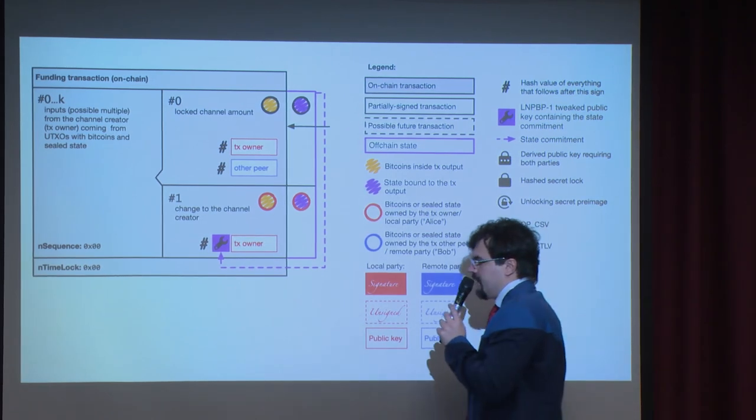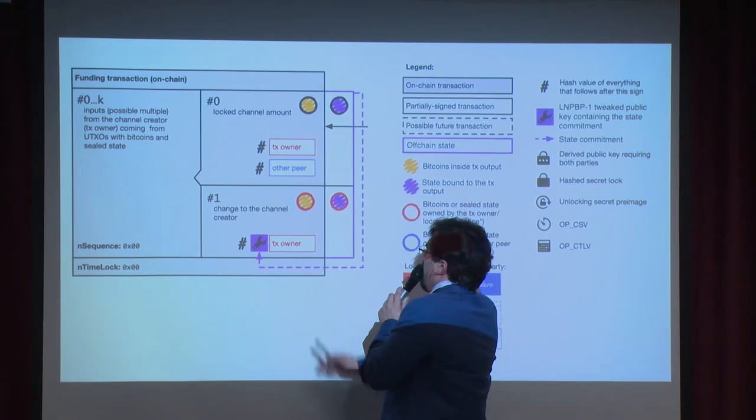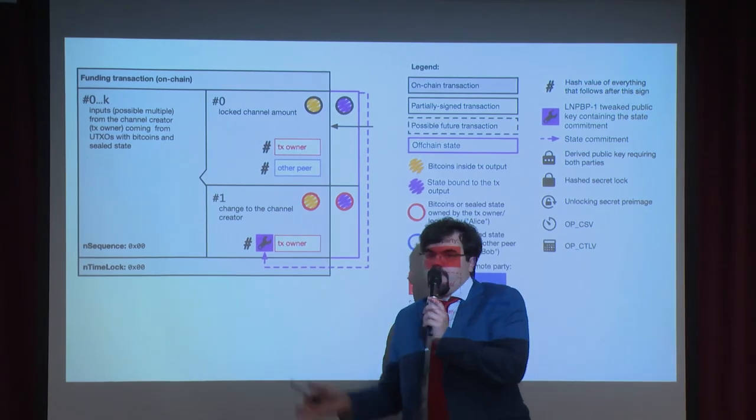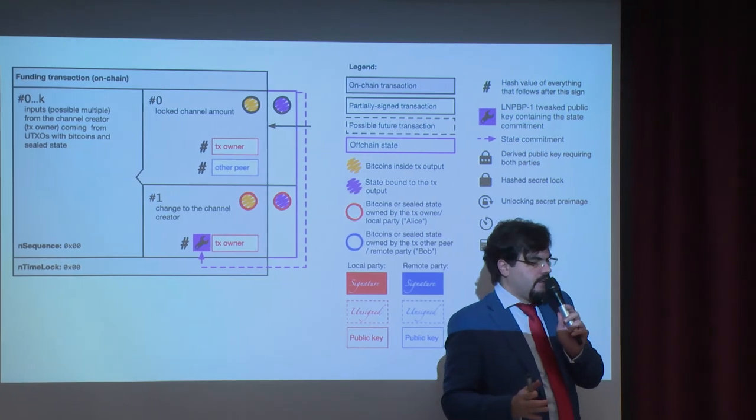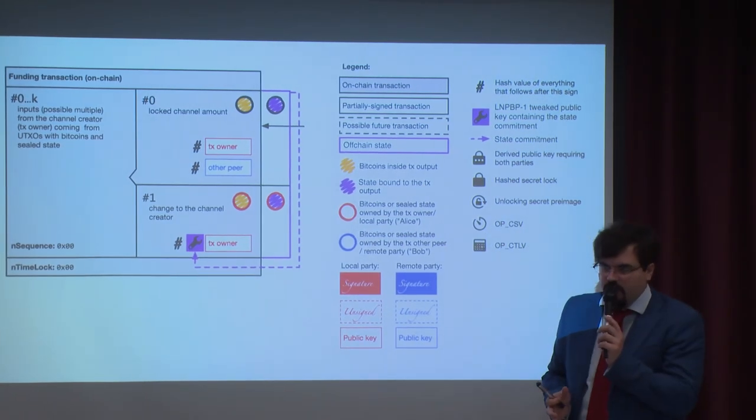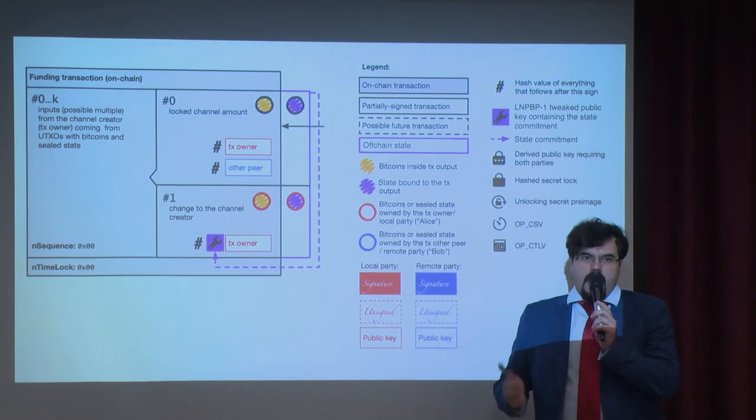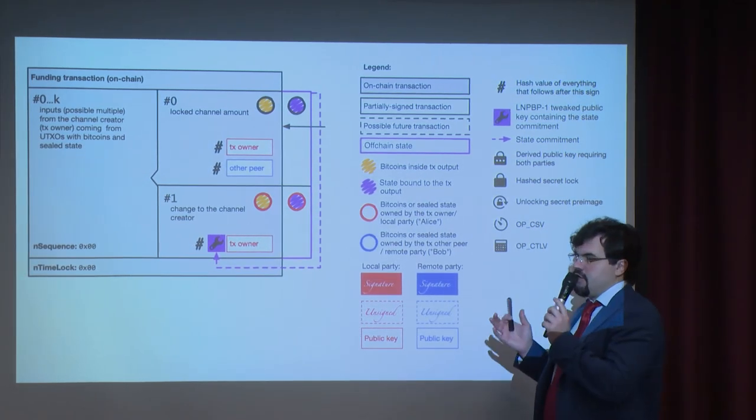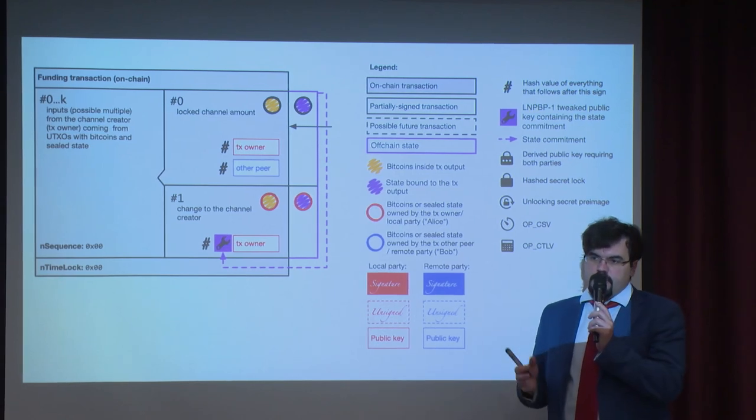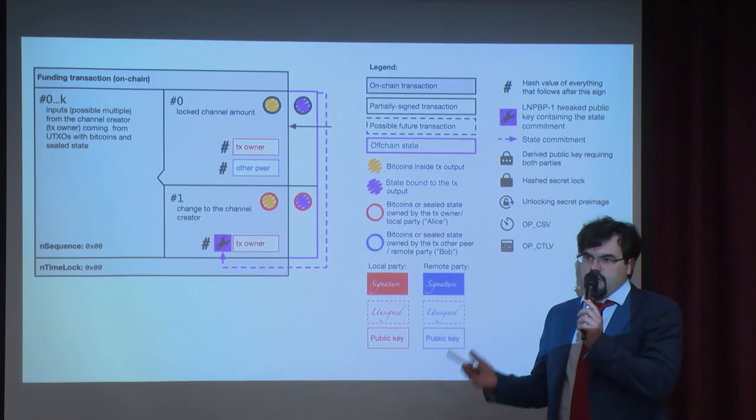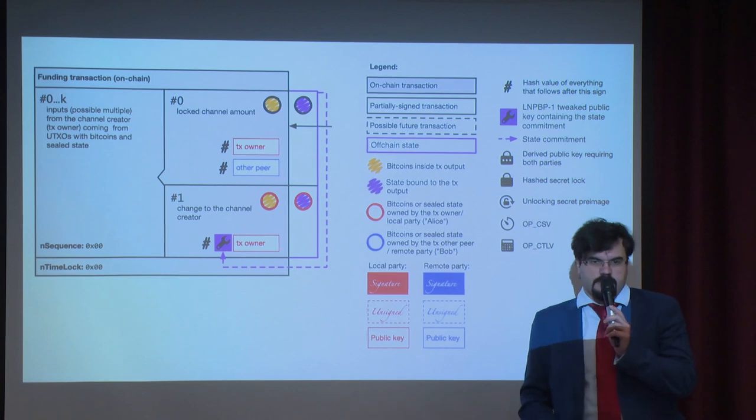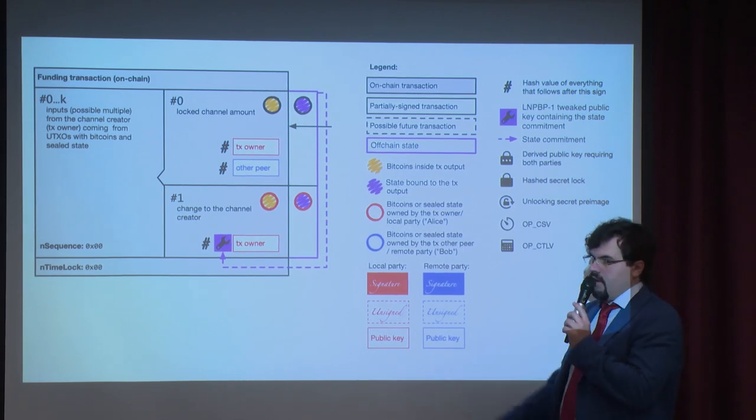You probably all know that a channel consists of a funding transaction, an asymmetrical pair of commitment transactions, and two HTLC transactions partially signed per each HTLC output in the commitment transaction. So we will analyze them one by one.